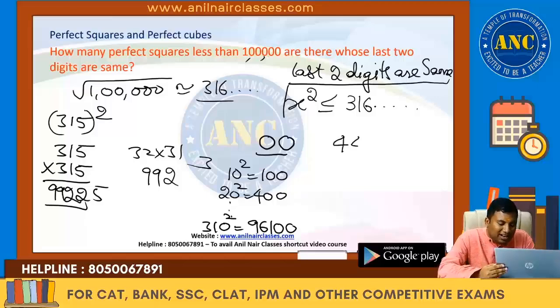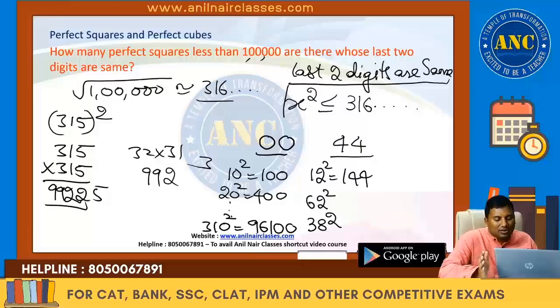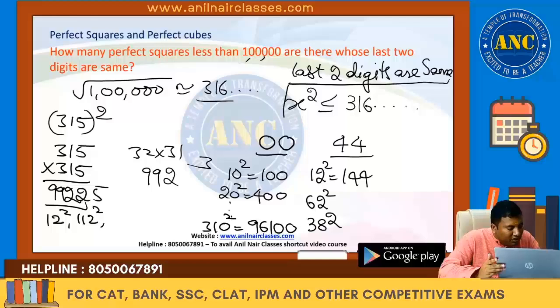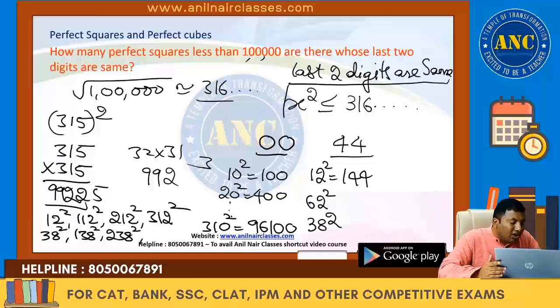What is the next number where the last two digits are same? Just now we discussed 44. One is 12 square, 144. Next number is 50 plus 12, 62. Next number is 50 minus 12, 38. Are you all with me? So 50 plus 12 square, 50 minus 12 square. So 12 square I can take, 112 square I can take, 212 square I can take, 312 square I can take. It should be less than or equivalent to 316 point something. 38 I can take, 138 I can take, 238 I can take. I cannot take 338.